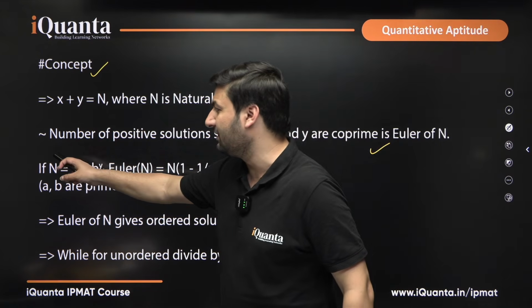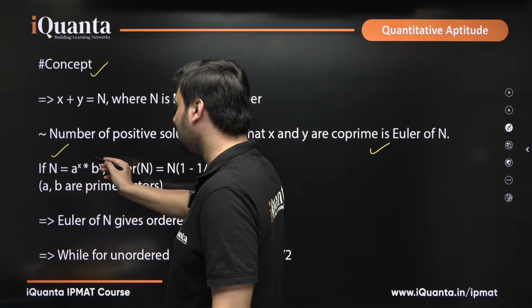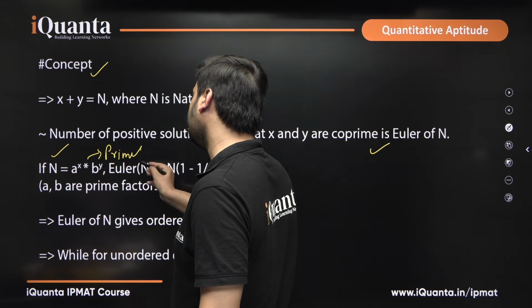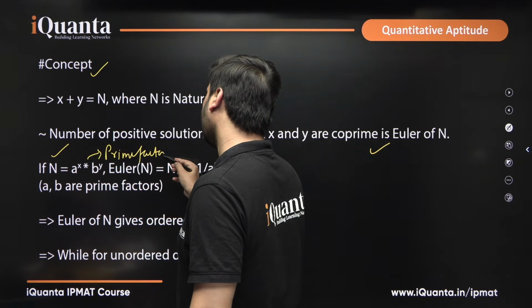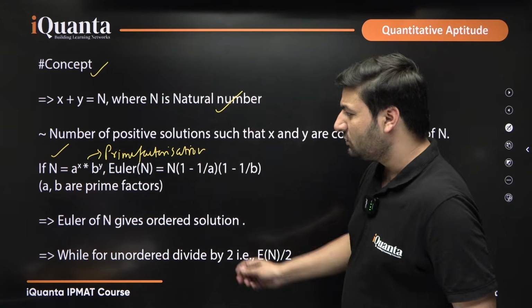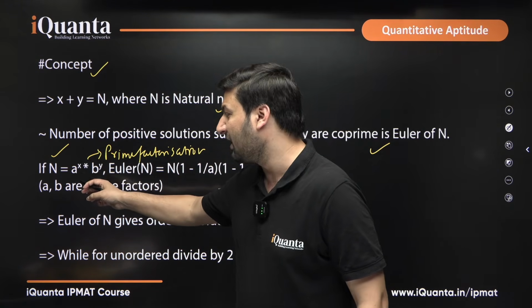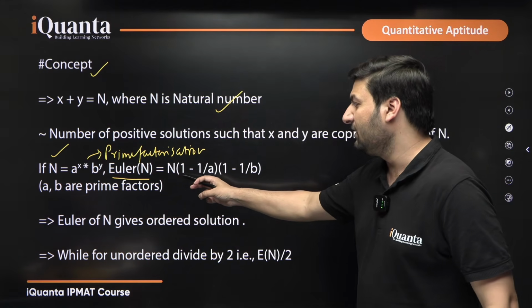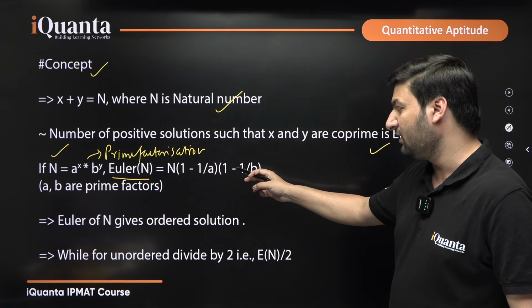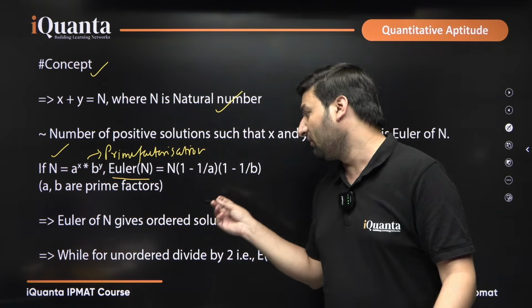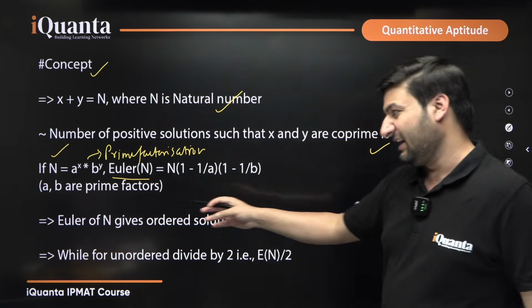If you have a number n, first of all you have to do its prime factorization. All of you know how to do the prime factorization, right. So, do the prime factorization of the given number. Once you have the prime factorization, it looks like one prime raised to some power into another prime raised to some power. So, Euler of n will be the number given into (1 minus 1 upon a) into (1 minus 1 upon b), and if the number has more prime factors, you have to keep doing it, okay, where a and b are prime factors.